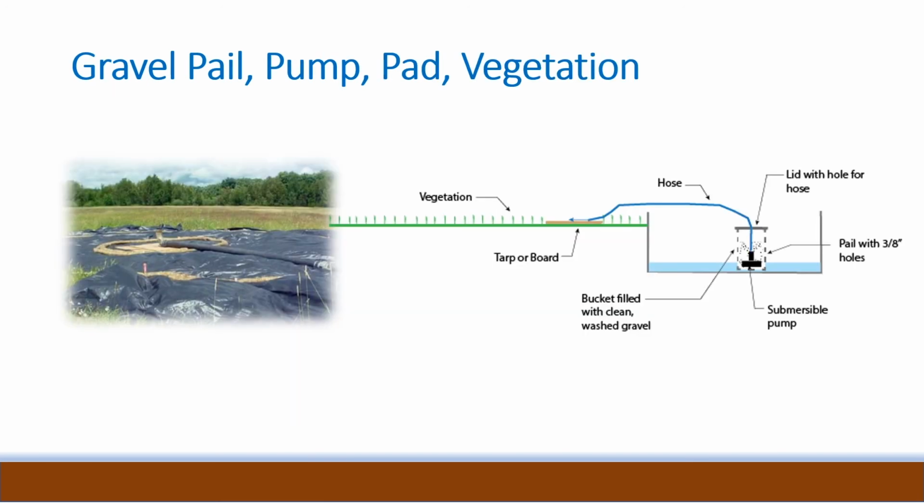Another dewatering method uses a slotted pail that contains a submersible pump and is filled with gravel and placed in a depression or excavation. The hose attached to the pump discharges at the surface across a board or tarp placed on top of vegetation. The board or tarp converts concentrated flow to sheet flow that is less erosive.